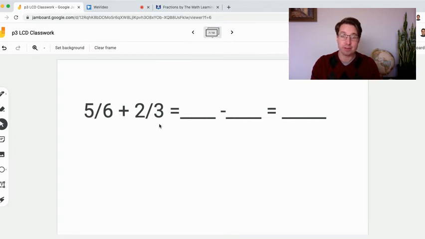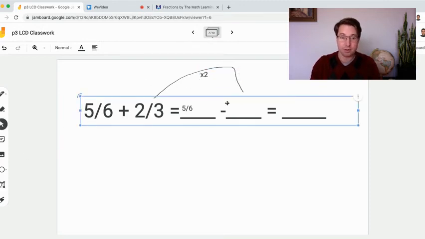5/6 minus 2/3. Stop. What do you see here? 3. Does it go into 6? Yes, it does. Let's pop that in here. 5/6, that stays the same. So now we're going to do our multiplication factor here. What do we have to multiply 3 by to get to 6? You guessed it. It's times 2.